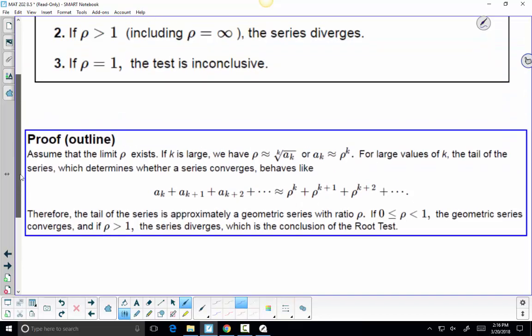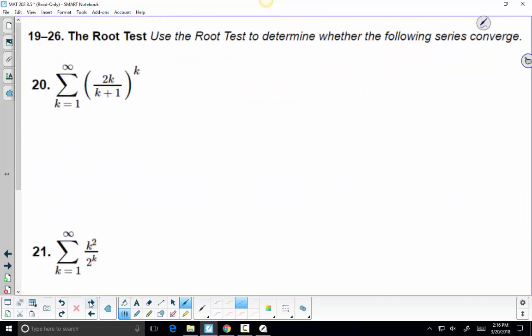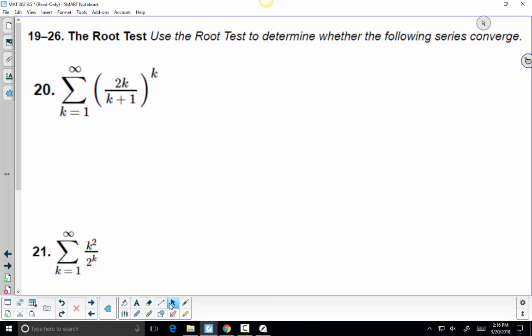So let's go ahead and try the root test. And the obvious type of problem to try the root test on is many of these ones where we were trying to use the divergence test, where we take the limit using the log of a limit. Well, with the root test, we can just ditch the k instantly. So we take the limit of the kth root of a sub k.